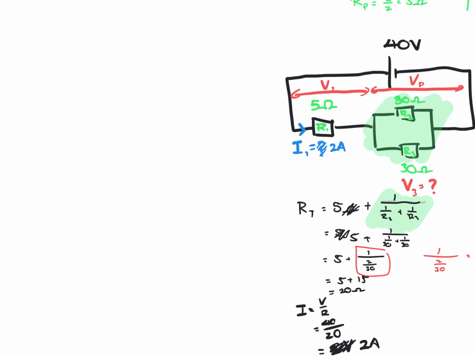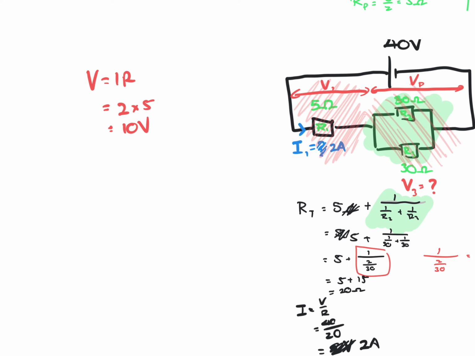So let's now look for what my V1 is. What's my potential difference across this resistor here? So V equals IR. My current is 2. My resistance is 5. Correct? So that gives me 10 volts. So in this column over here, that's 10 volts. My total is 40. What would be my potential difference across here?